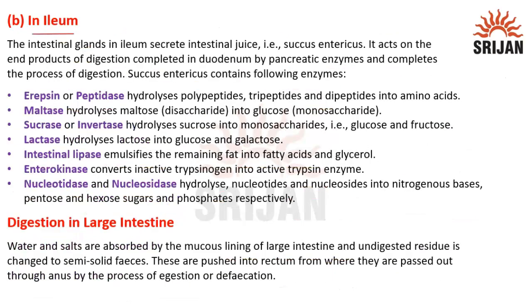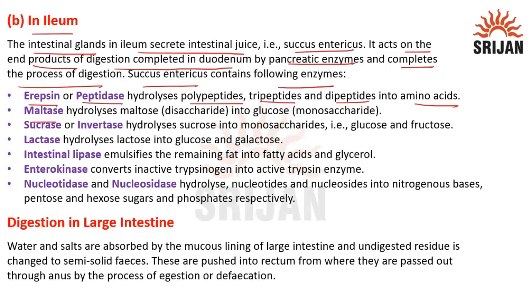Then, in the ileum, the intestinal glands secrete intestinal juice, that is succus entericus. It acts on the end products of digestion completed in the duodenum by pancreatic enzymes and completes the process of digestion. Succus entericus contains the following enzymes. First, peptidase hydrolyzes polypeptides, tripeptides, and dipeptides into amino acids.